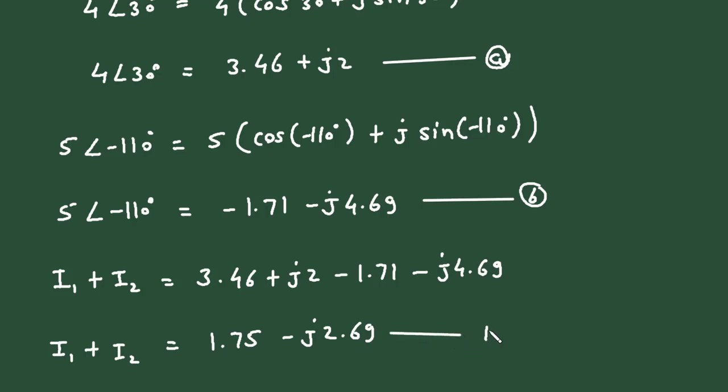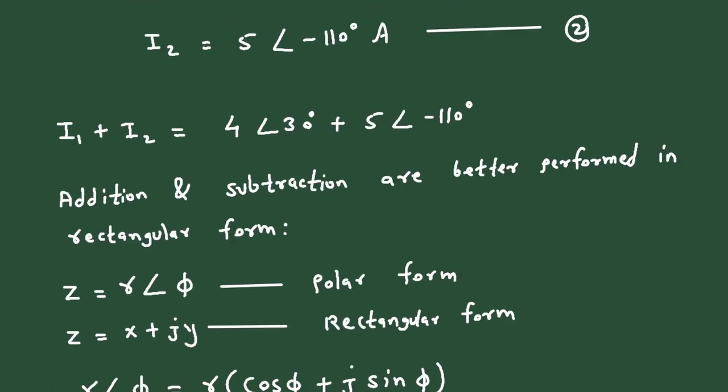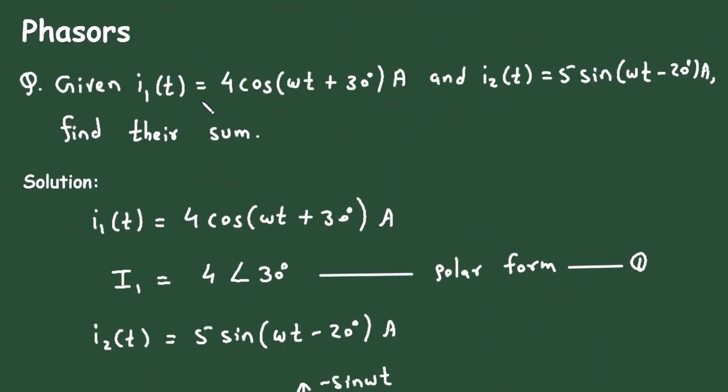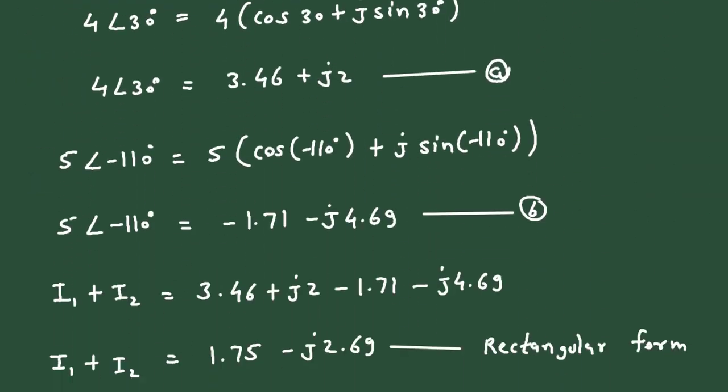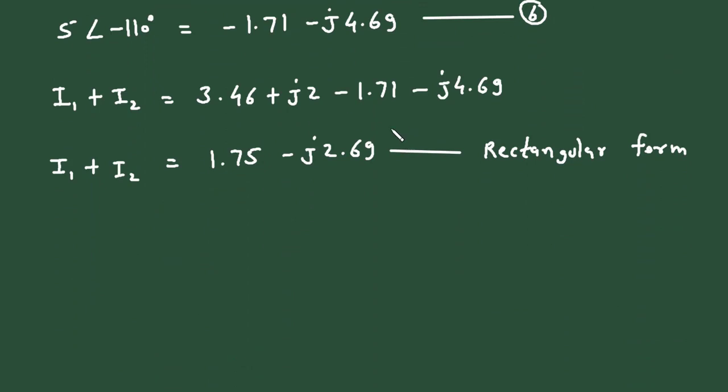This is called rectangular form, but we need the answer in, we have to add these two sinusoids and get the sum of them. So let's convert this into its equivalent polar form again. So convert it into polar form.